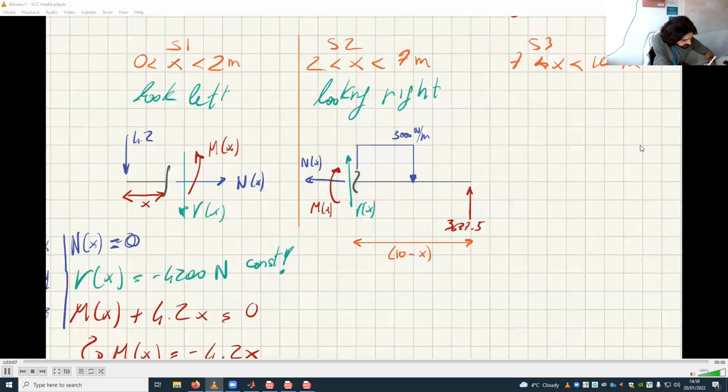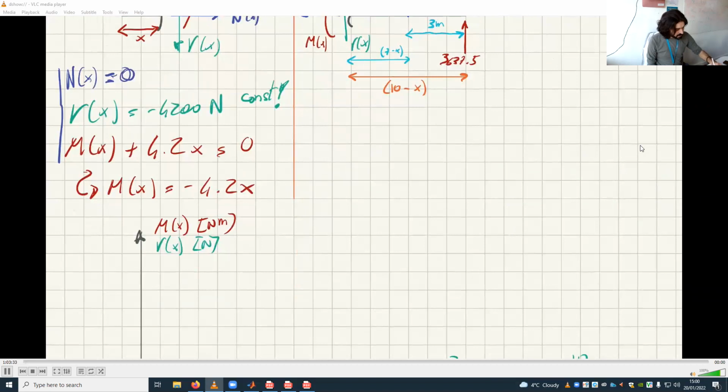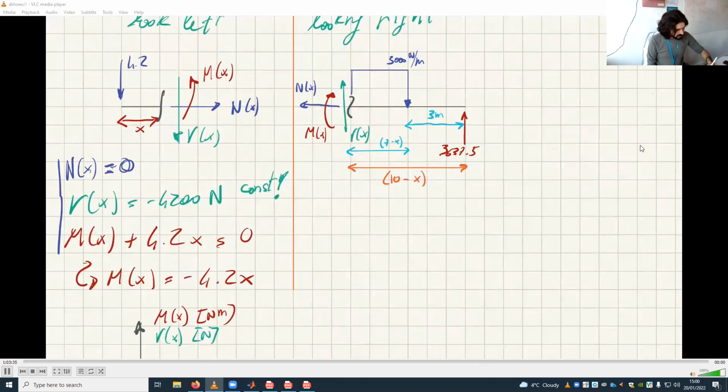Remember, this is 3 meters. So how much is that? 10 minus x minus 3. So 7 minus x. So this distance here is 7 minus x. And now you can just do exactly the same thing and solve it for the other part. You can find the 3.